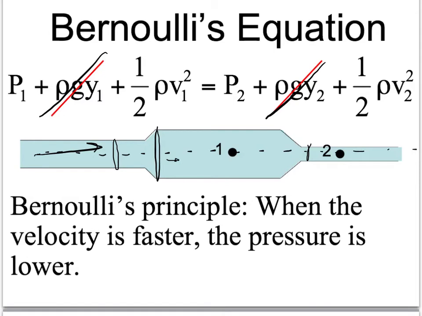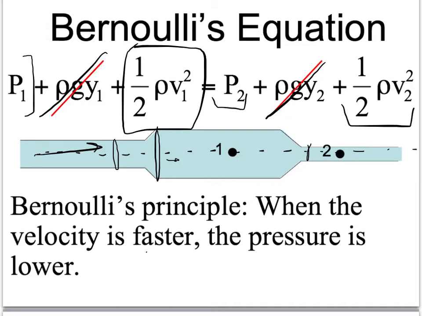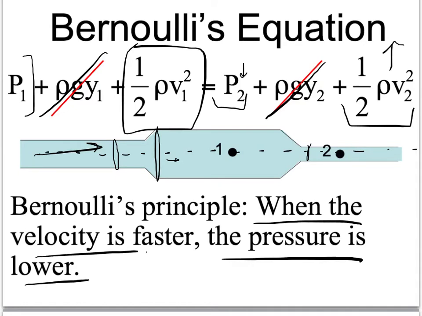So what Bernoulli's principle tells us, if we look closely at this: pressure plus kinetic energy per volume on one side has to equal the pressure plus the kinetic energy per volume on the other side. So if the kinetic energy on one side increases, to keep the two sides the same, the pressure has to decrease. And so Bernoulli's principle tells us when the velocity is bigger, the pressure is lower.